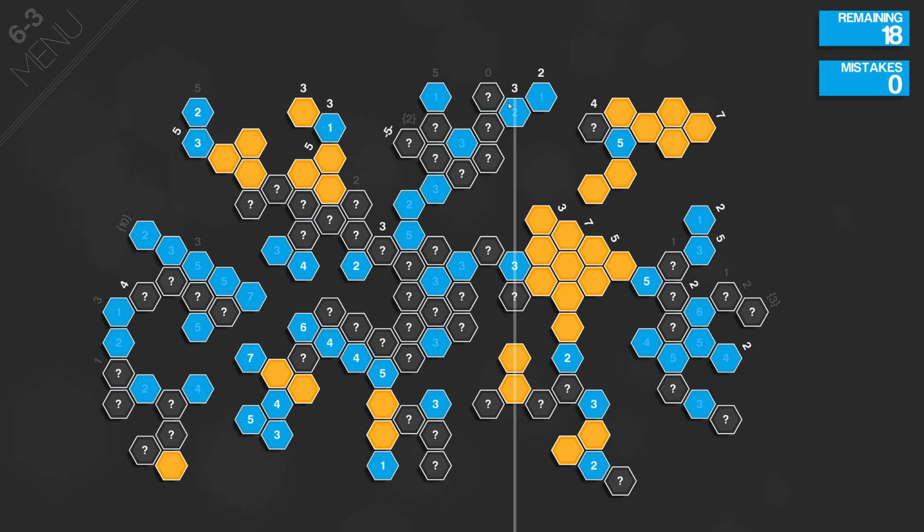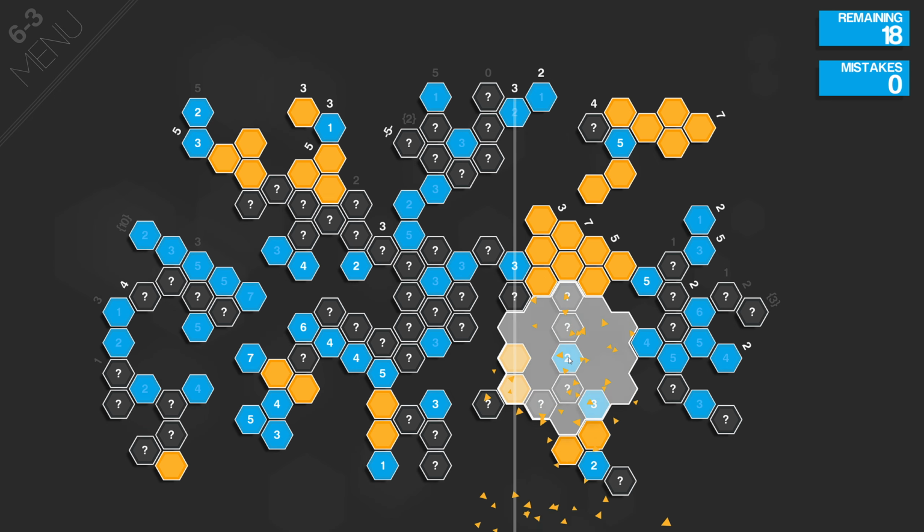This vertical line here has one and two. Needs one of those for three. This two here has one there. One of those for two eliminates those.